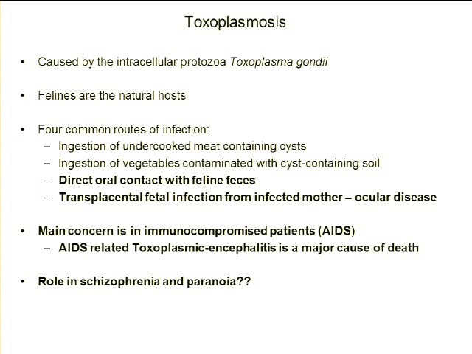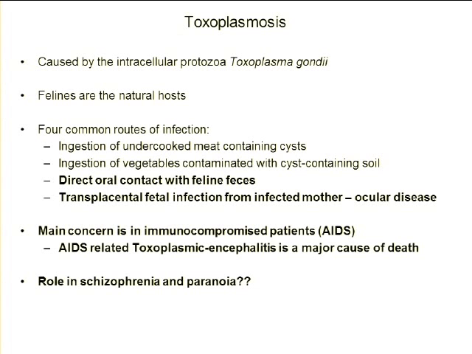So the vegetables grow in the soil. A cat defecates on the soil. The cyst is deposited onto that soil, and then we eat the vegetables that were not properly washed. Again, we wash our vegetables pretty well here. Okay? So not bolded. However, in bold is direct oral contact with feline feces.